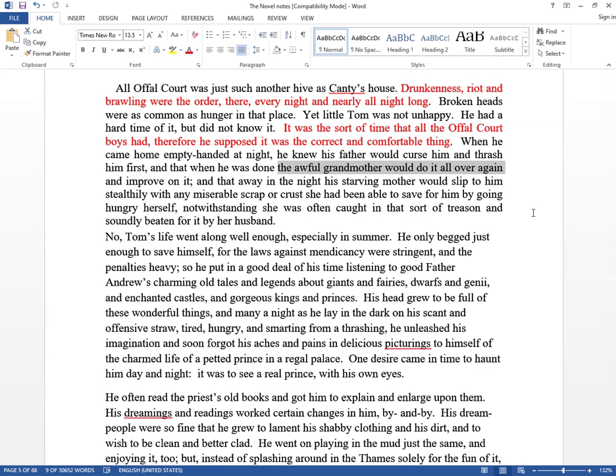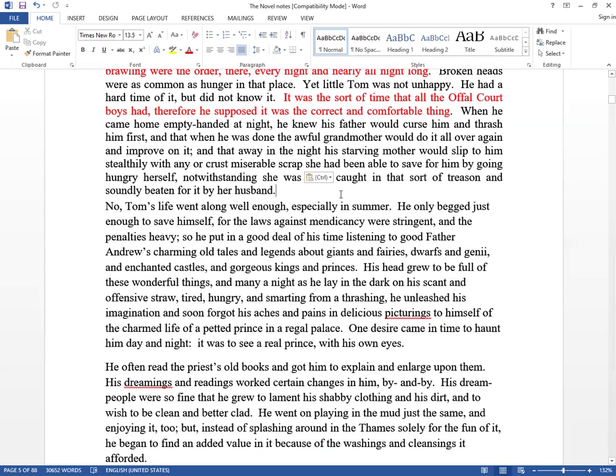Tom's mother and two sisters have some love for him. But these two, these fiends, these devils, never show love. And in the night, his starving, hungry mother would slip to him stealthily, secretly. Stealthily means secretly, with some miserable scrap or crust. Miserable scrap means some bad, tasteless food for Tom. Because father does not give him food if Tom does not bring home money. When he comes empty-handed, it means he has to go hungry all night long. Right?